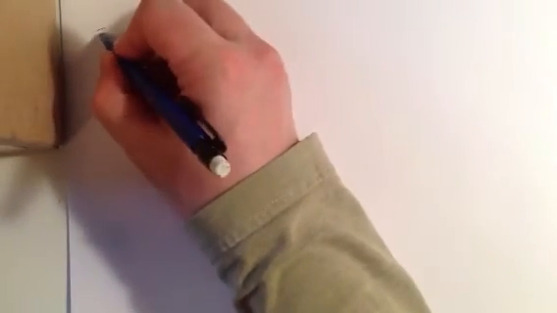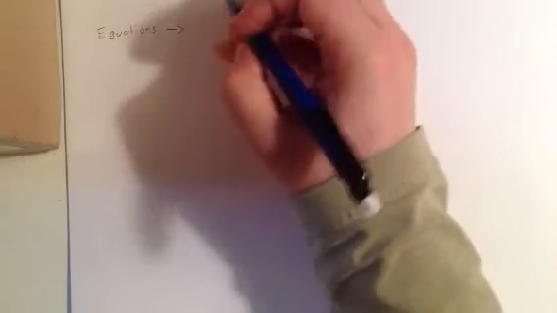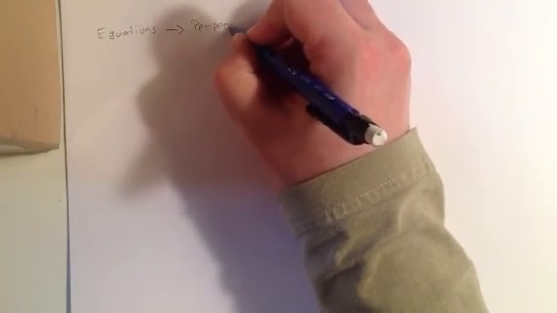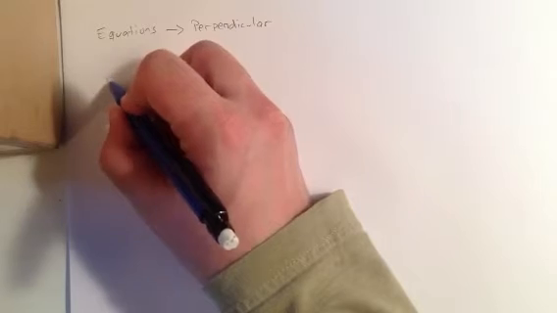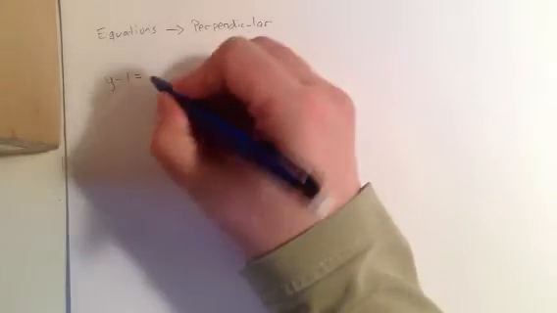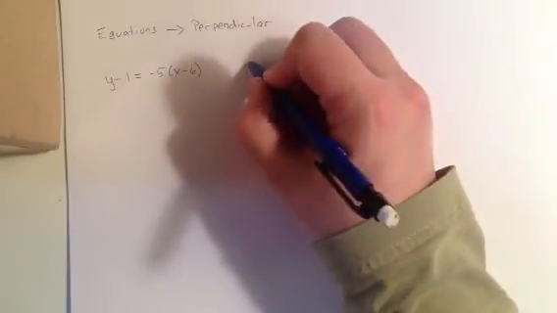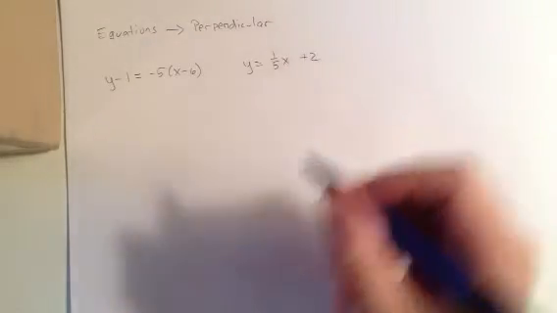Okay, let's try another example. So this time, again, remember, we're still trying to go from some equations and figure out whether or not they correspond with perpendicular lines. Perpendicular. So are they 90 degrees? So here, let's try y minus 1 equals negative 5 times x minus 6, and y equals 1/5 x plus 2.